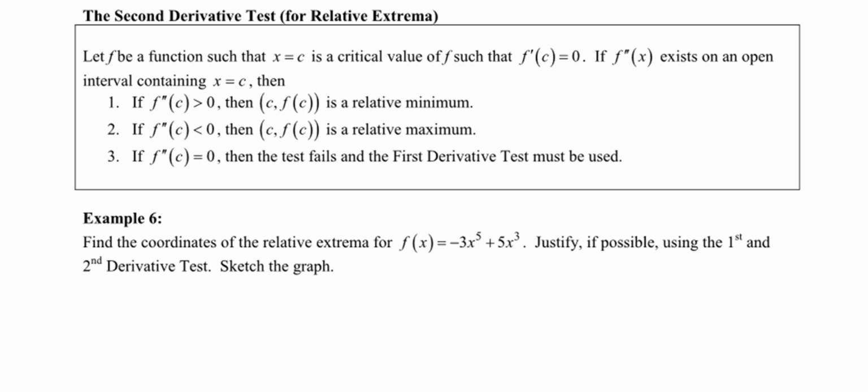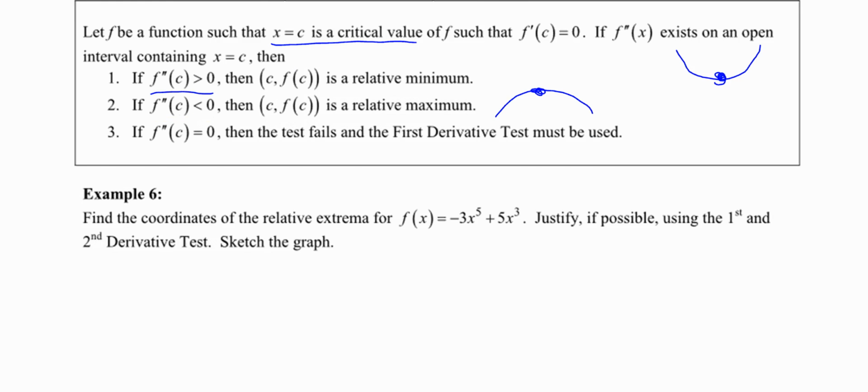This time, if we find a critical value, and the second derivative is positive, then it's a relative minimum. That's because if it's concave up like a cup, there's going to be a minimum value there. If it's concave down like a frown, there's going to be a relative maximum. If the second derivative equals 0, then the test fails and you have to use the other one.